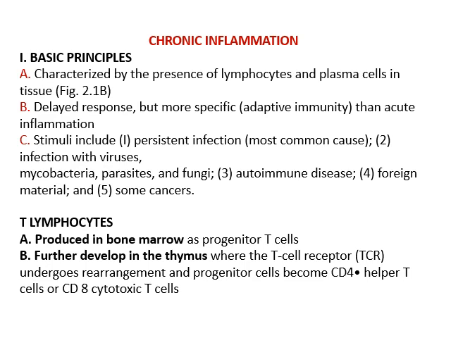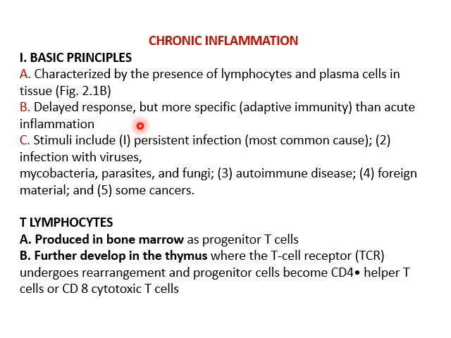اوكي، فناخذ هم البيسك برنسبلز الخاصة بالكرونيك inflammation. So chronic inflammation basic principles. A. Characterized by the presence of lymphocytes and plasma cells in the tissue. So هو يتم تشخيصه بوجود الخلايا الليمفوسايتس وكذلك البلازما cells in the tissue، الخلايا اللي تكون الأجسام المضادة كما راح نشوف في figure 2.1b أو شفناه already هنا.